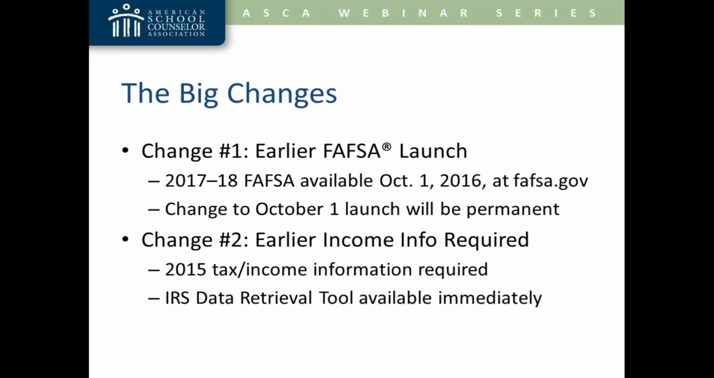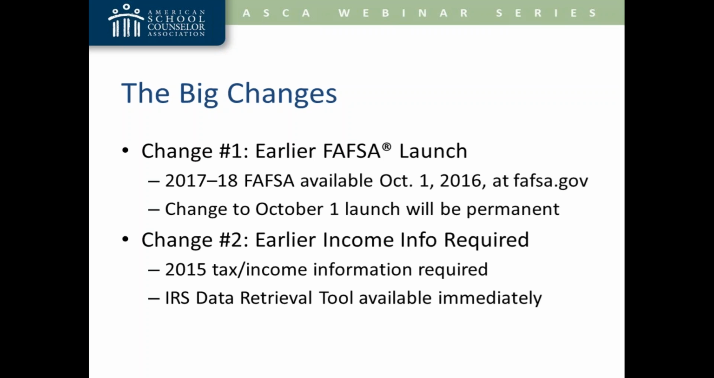Change number two is that beginning with the 17-18 FAFSA, students and parents now report income information from an earlier tax year. So for 17-18, the FAFSA requires 2015 income information rather than 2016 as it would have done in the past.